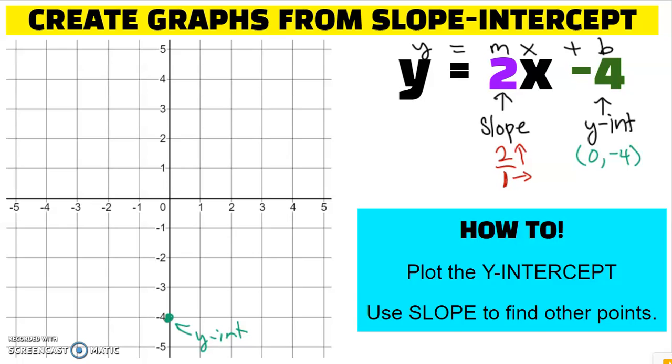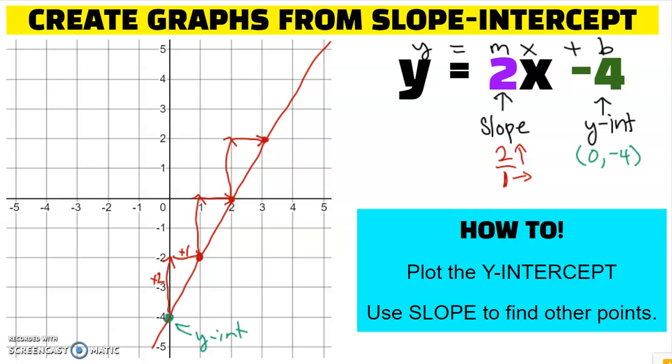So I'm going to go from my y-intercept, up 2 and over 1. There's another point. I can keep doing that: up 2, to the right 1. Up 2, to the right 1. And then I can connect all of those points, and there would be my line for that equation.